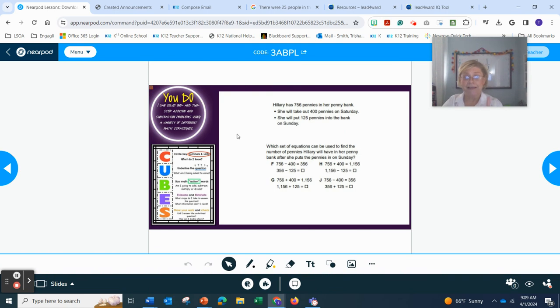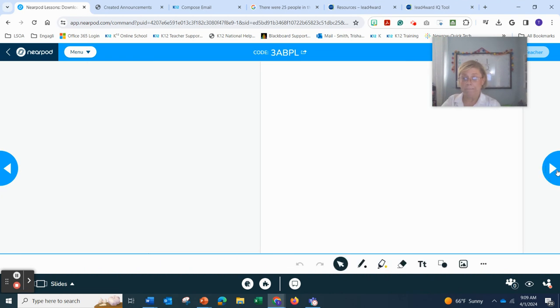Hillary has 156 pennies in her penny bank. She will take out 400 pennies on Saturday and will put 120 pennies into the bank on Sunday. Which set of equations will be used to find the number of pennies Hillary will have in her penny bank after she puts pennies in on Sunday? Identify the correct equation.